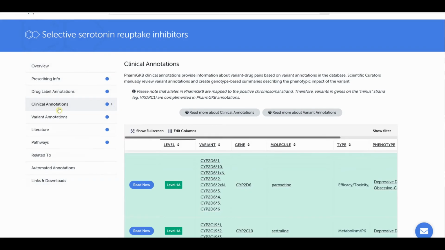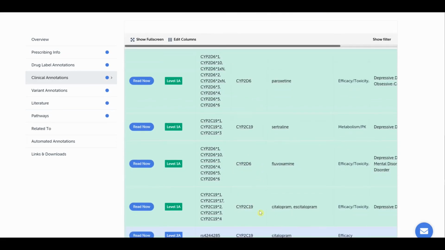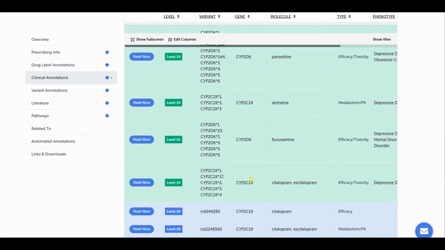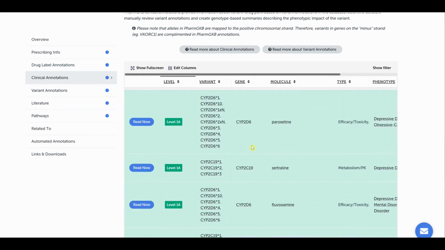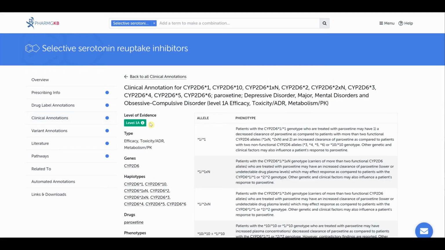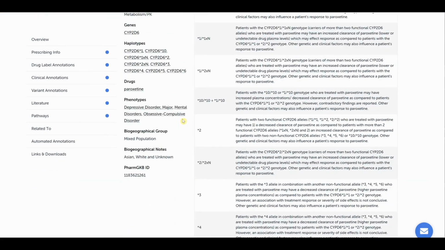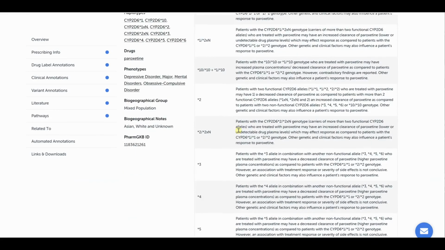And if you click on clinical annotations, because that's where the level evidence will be, what you'll find is that level 1 evidence appears to exist for CYP2D6 in paroxetine, CYP2C19 in sertraline, CYP2D6 in fluvoxamine, and CYP2C19 citalopram, escitalopram. So, very interesting. You can scroll over and you can see the phenotypes that they have on it. And if this is level 1 evidence, right, let's click on it. And what it will take us to is the actual level 1 evidence. You can see here that it gives you different phenotypes based on the patient's CYP2D6 genotype.